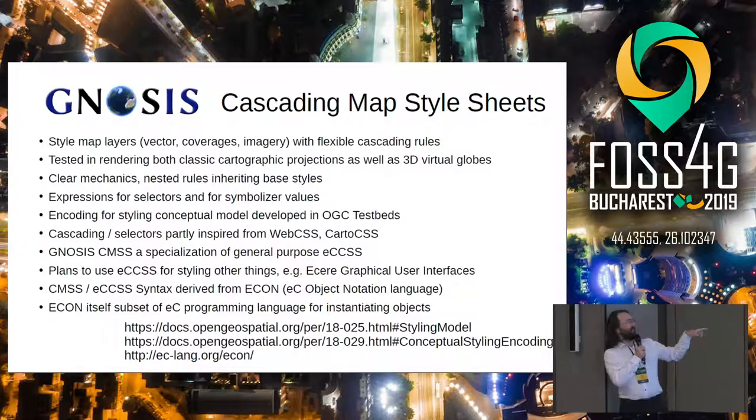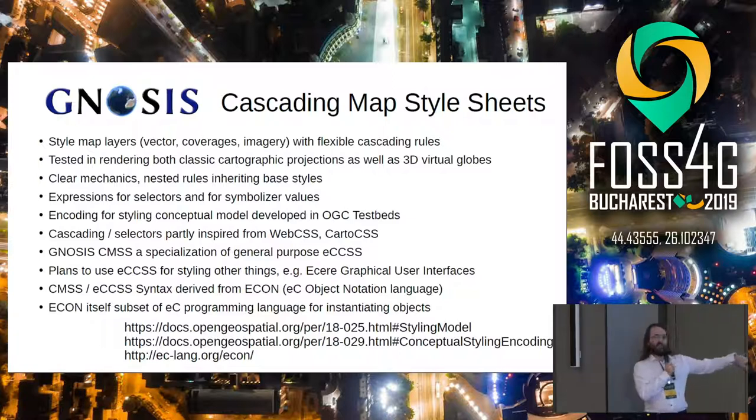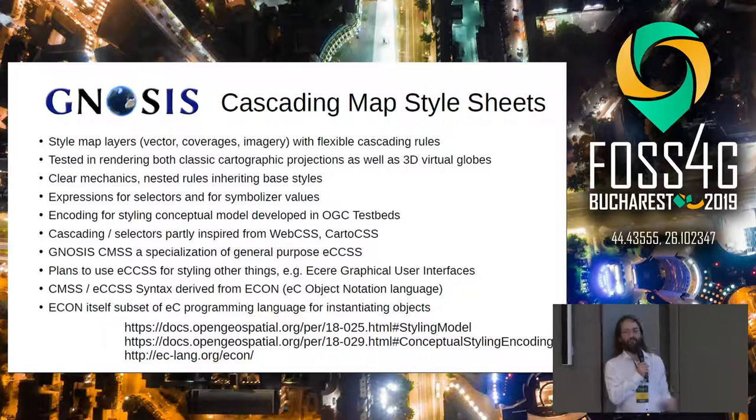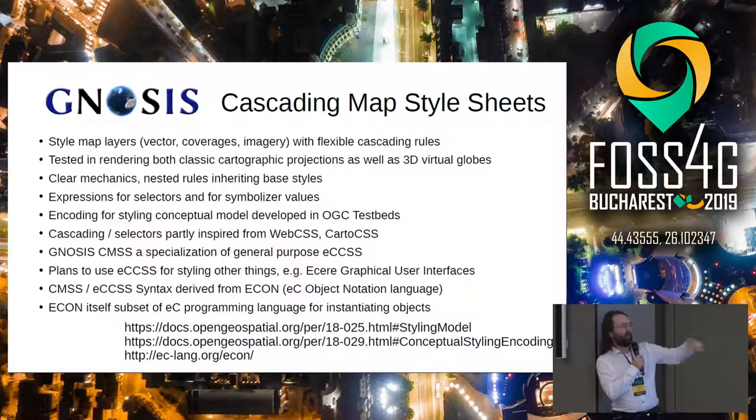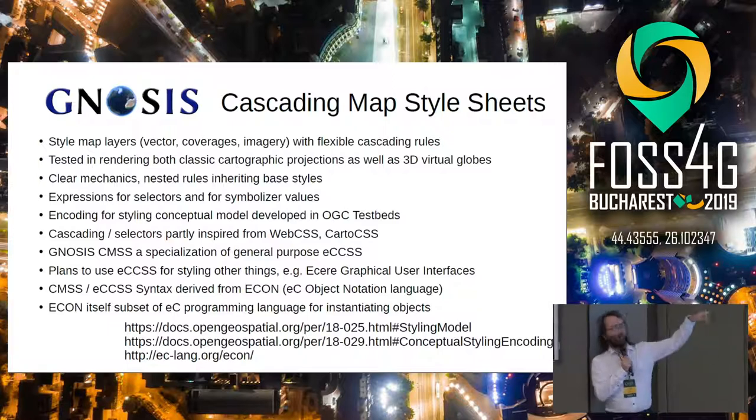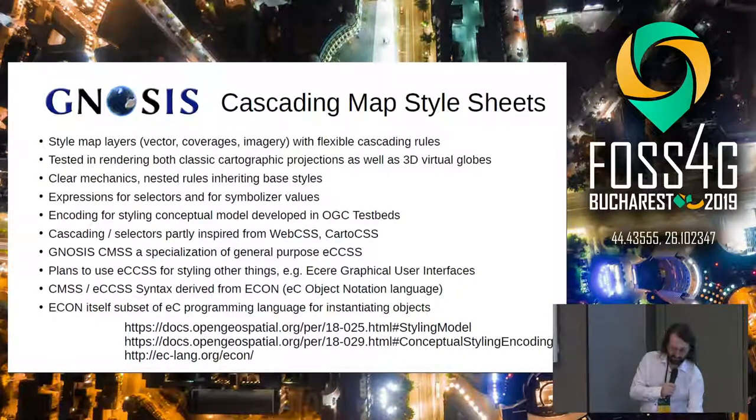And ECON itself is also something we use extensively in all our programs, because it's very easy to go from the data to the code. The actual ECON data definition is valid code in our EC language, so it's easy to work together. There's a link here to ECLang.org/econ, that's the definition of this. And the links here from the OGC engineering reports are the current draft definition of the Cascading Map Style Sheets language. So now I'll show you some examples.